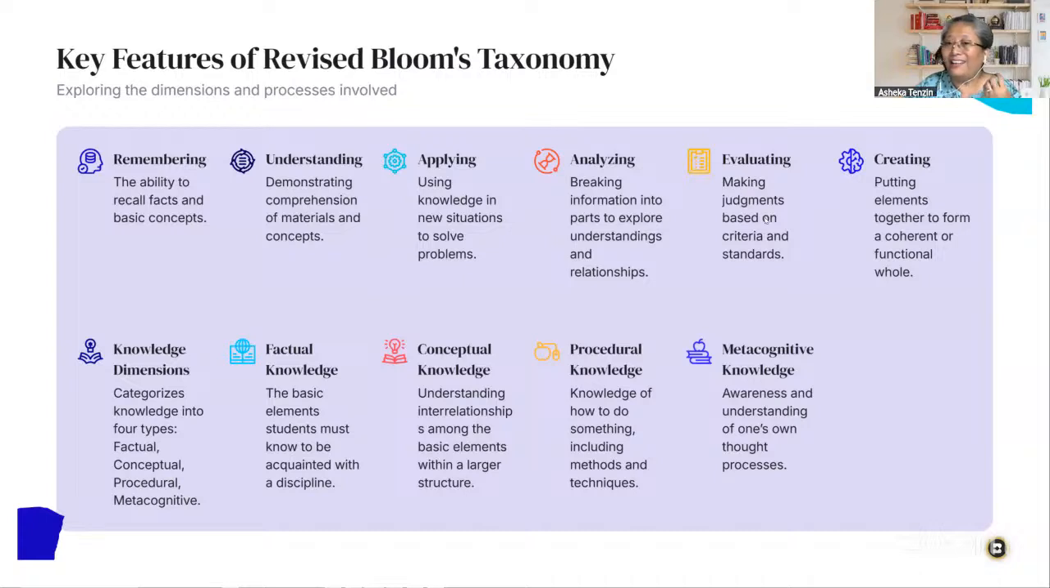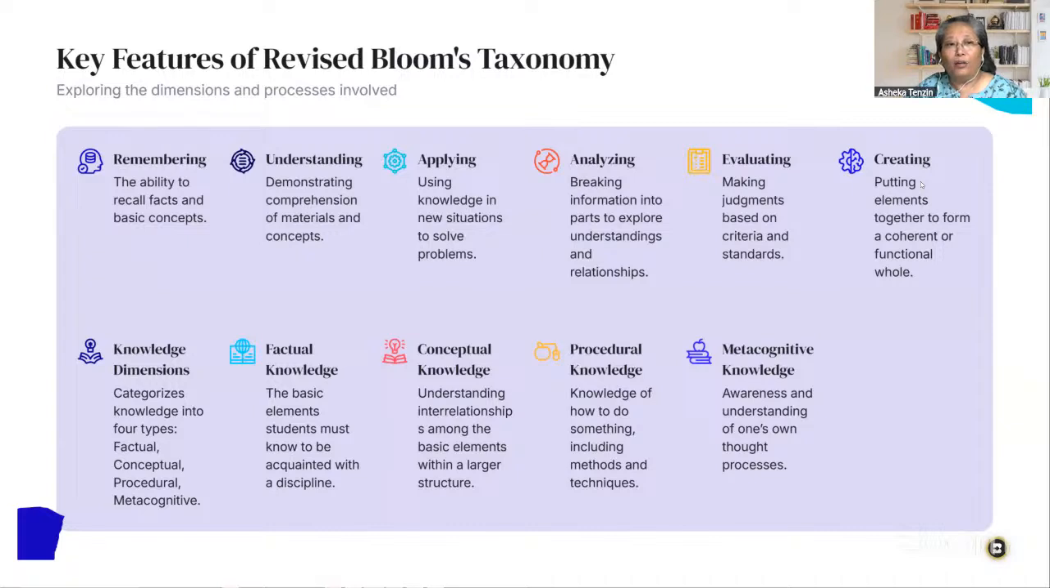Okay, and the last and the highest level of Bloom's taxonomy is creating. Here you will put all the elements together, whatever you have understood or whatever knowledge you have gained and the understanding you have gained, you will put it together to form new knowledge. Okay, to form a coherent or functional whole. Here, this create is to create new knowledge from the prior knowledge that you have. Okay, so this is the highest level of cognition.